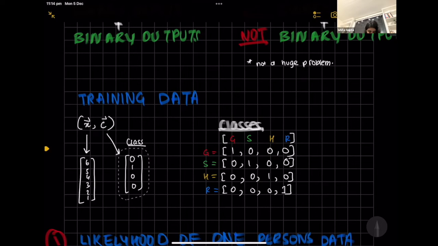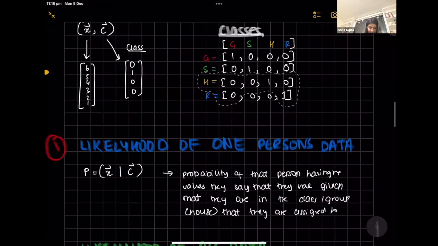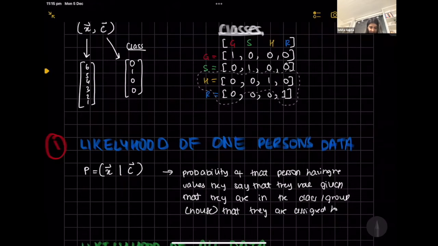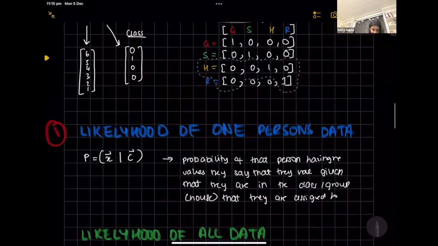So for example, if someone was sorted into Slytherin, like this person has been, they would have 0, 1, 0, 0, as you can see. And if they were sorted into Hufflepuff, they would have 0, 0, 1, 0. Hopefully it makes intuitive sense how this data can be organized. And the next thing we have to do is calculate the likelihood of one person's data, which is the probability that the person has the values that they have, given that they are in the house that they are classified into. So what is the probability that they are very, very ambitious and care a lot about the environment, for example, given that they are a Slytherin?